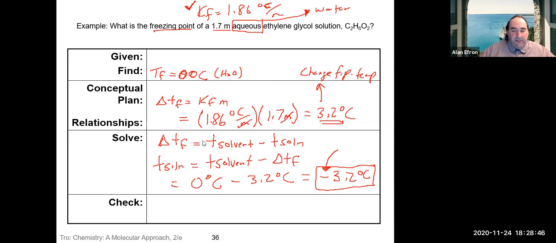Any questions on that? So water by itself will normally freeze at 0 degrees Celsius. You throw a little bit of that ethylene glycol in there, and it will actually need to go all the way down to minus 3.2 before it starts to freeze. Any questions on any of those steps?